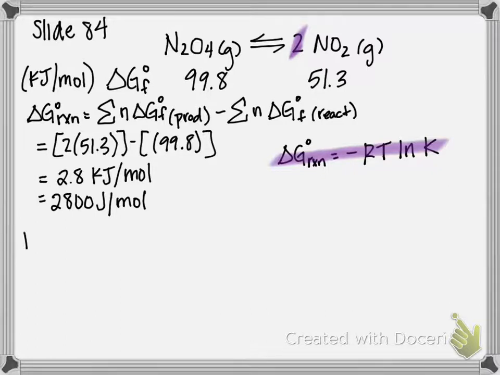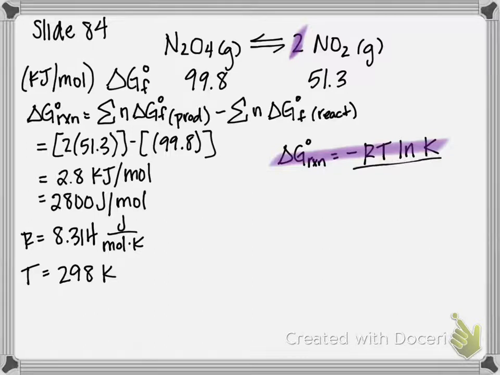My R is still 8.314 joules over moles times Kelvin, and my T is 298, which is stated in the problem. So first thing we're going to do before we plug in the numbers, I'm going to rearrange and try and get K a little bit more by itself. So I'm going to divide ln of K on this side, divide by ln of K on that side.